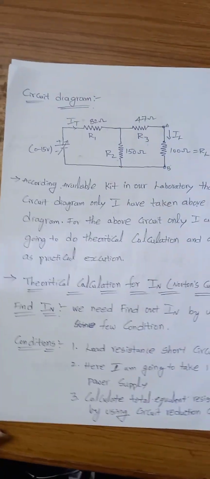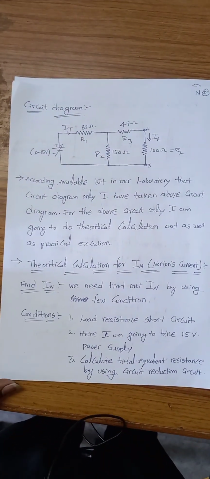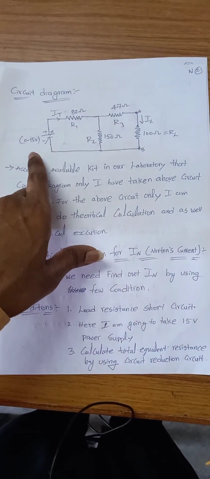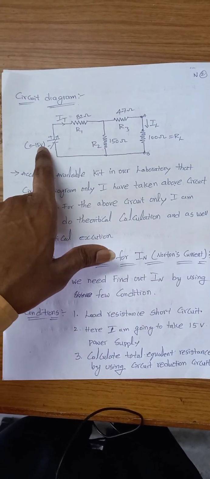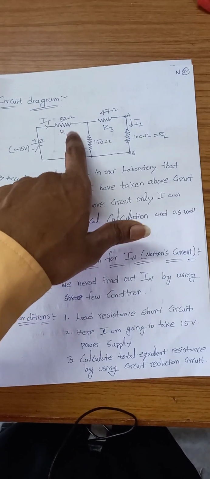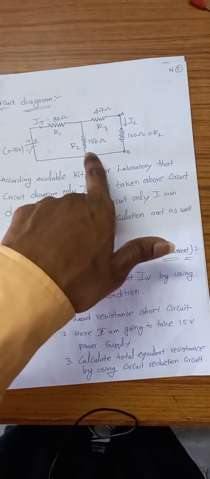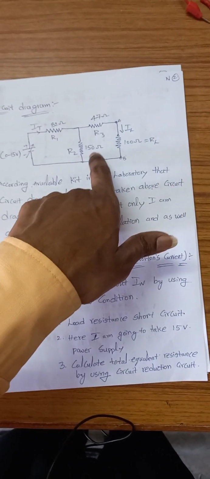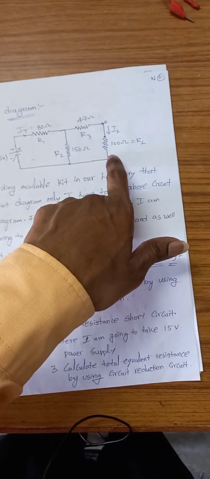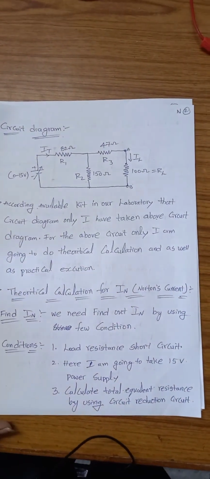This is the actual circuit diagram, and we will solve this Norton's theorem. Here I am going to take a 15 volt source voltage, R1 is an 82 ohm resistance, R2 is a 150 ohm resistance, R3 is 47 ohms, and the load resistance we are going to take as 100 ohms.